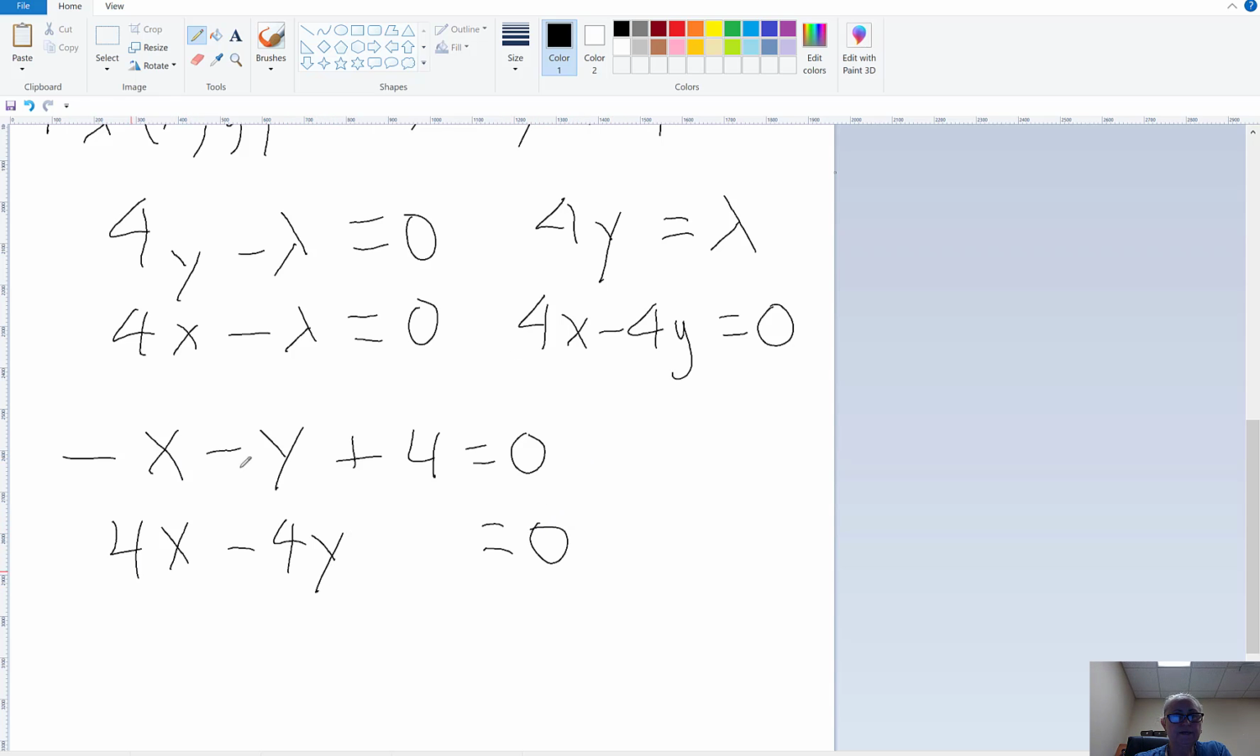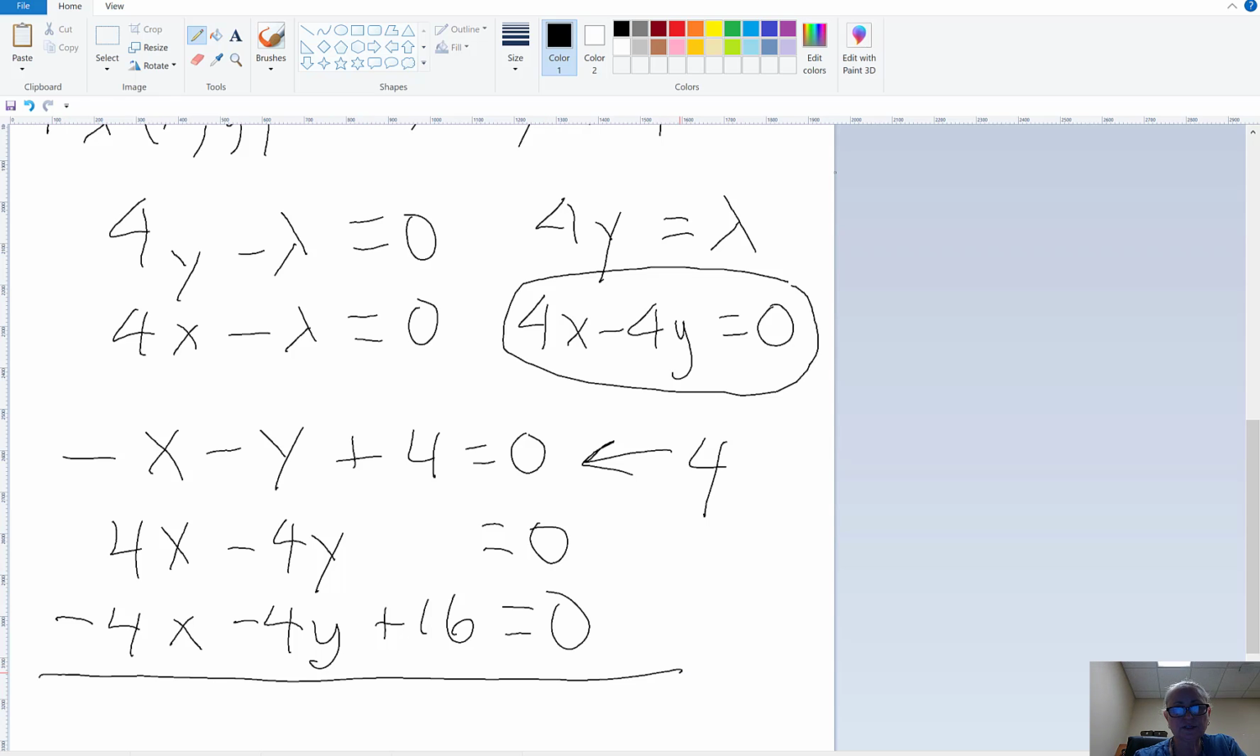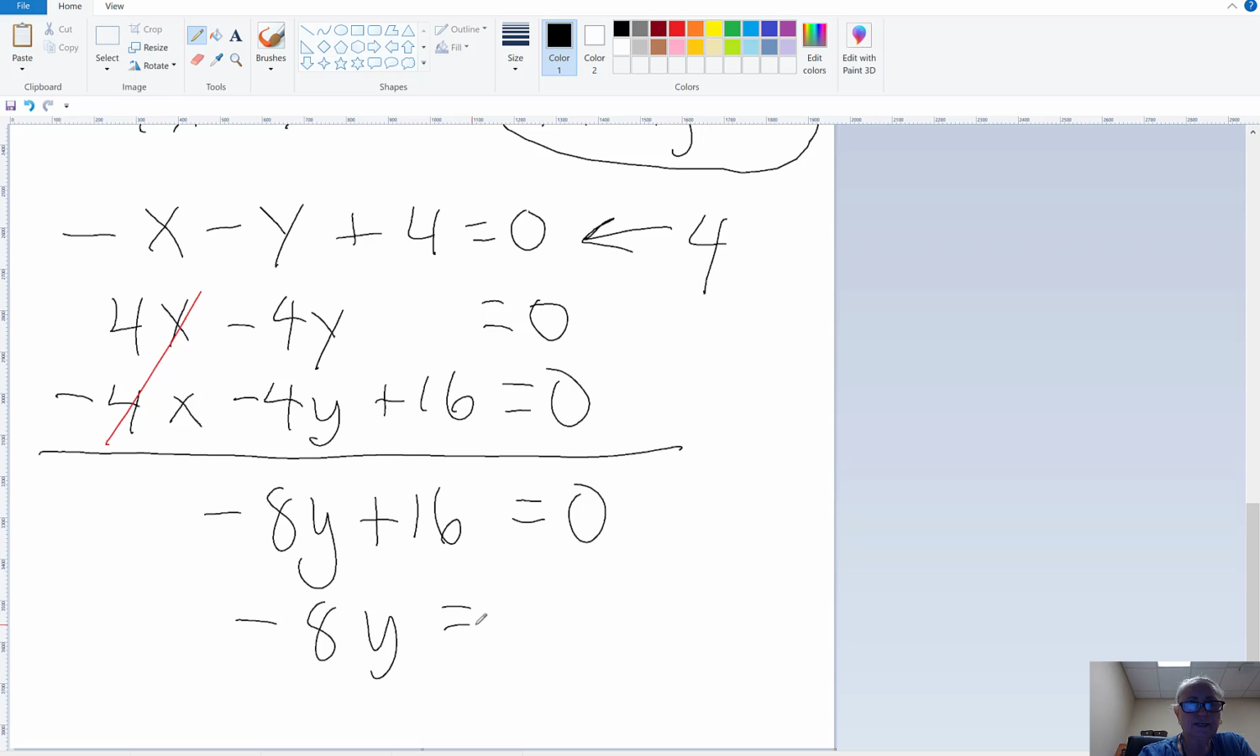And so I line up my variables here, my new equation that has an x and a y, and my constraint equation which had x and y. And if I multiply the first one by 4, because I'll get a negative 4x, a negative 4y, a plus 16 equals 0. And now if I add them together, this is the addition method or elimination method, x was eliminated. And I get negative 8y plus 16 equals 0. Negative 8y is negative 16. That means y is 2.